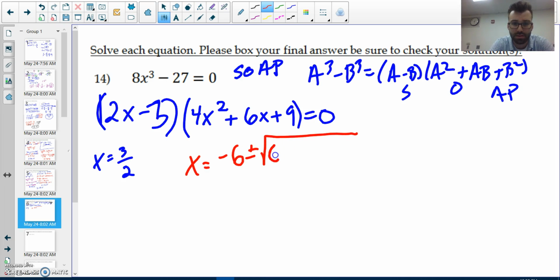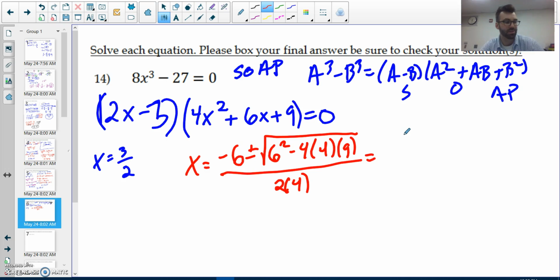B squared minus 4AC, all over 2A. Negative 6 plus or minus the square root of 36 minus 4 times 9, which gives negative 108.